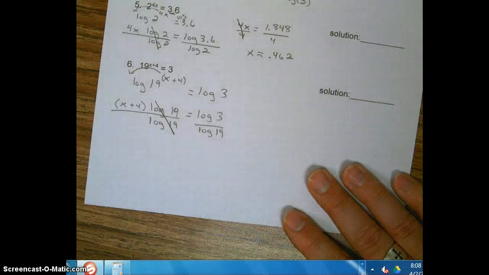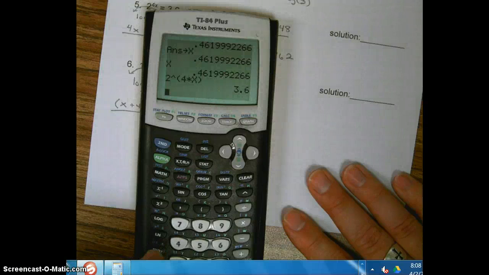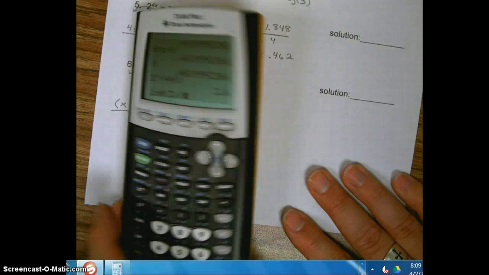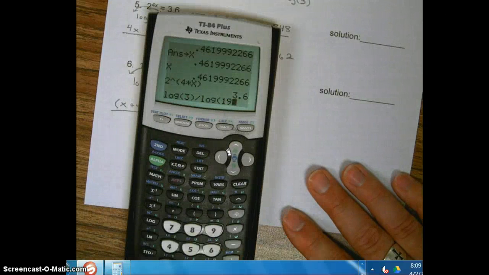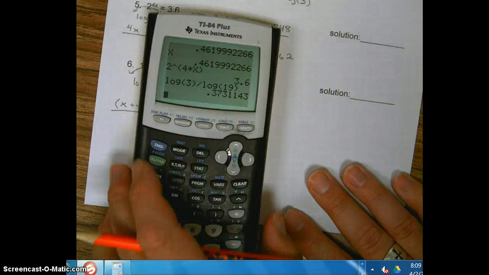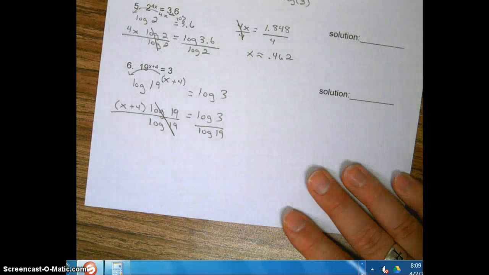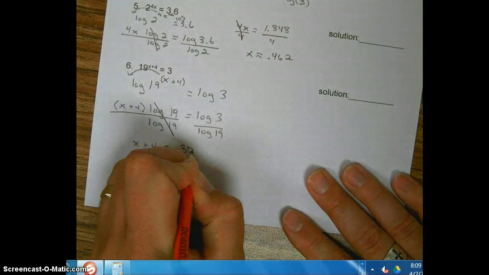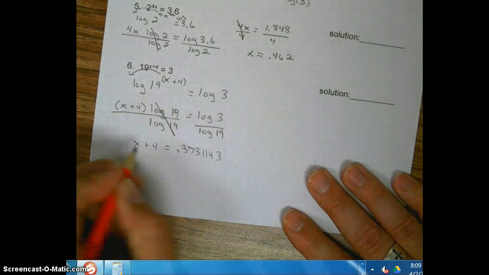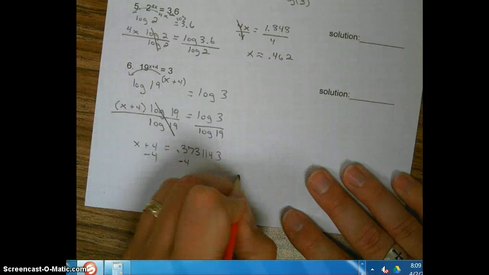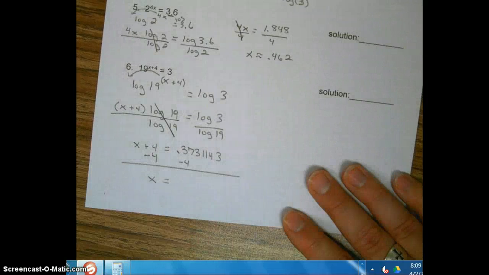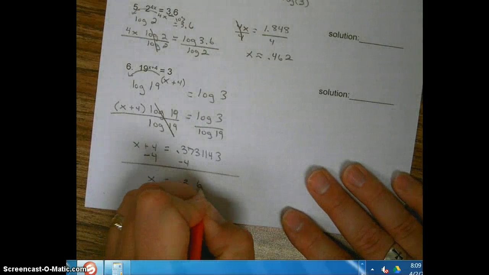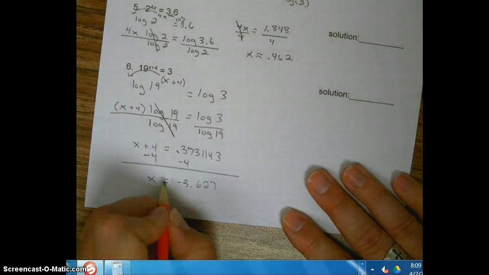All right, so what do we get here? Log of 3 divided by the log of 19. Don't forget to press the log button. All right, so there we go. So x plus 4 equals 0.3731143. Subtract 4 on both sides. So x is going to be, let's subtract the 4. We get negative 3.627 approximately.